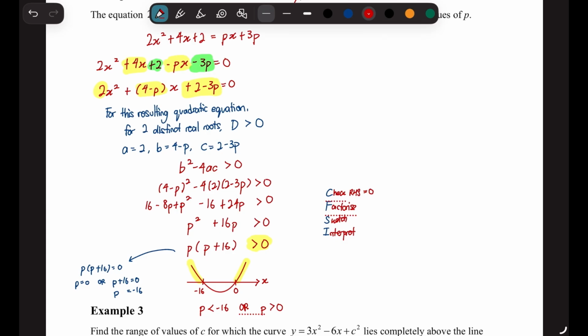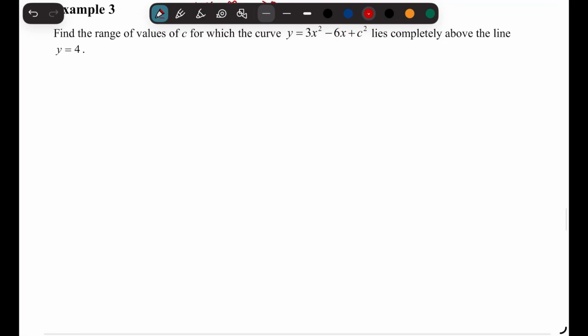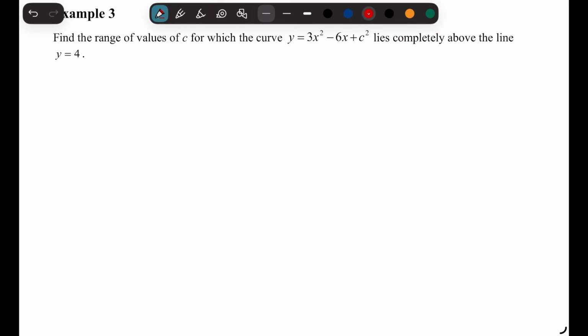Alright. Okay, let's now move on to example number 3. You can always pause the video to try the example by yourself first. Then once you have tried, you can continue playing this video to see whether you managed to solve this example by yourself. Alright, so now I'll go through example number 3.